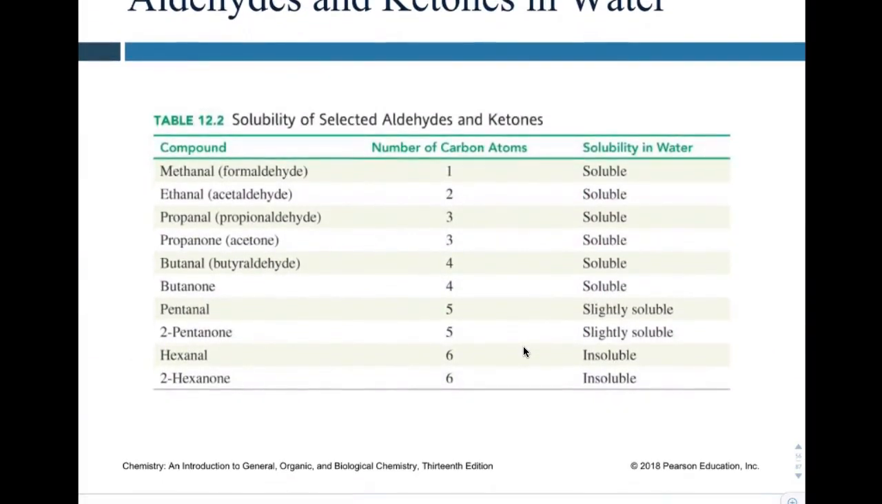And so here you go with your solubility. Here again, just same as alcohol. So 1 through 3, definitely soluble. With ketones and aldehydes, 4 are soluble, and then 5 is slightly soluble, and 6 is insoluble. So only 1 up from the alcohols.